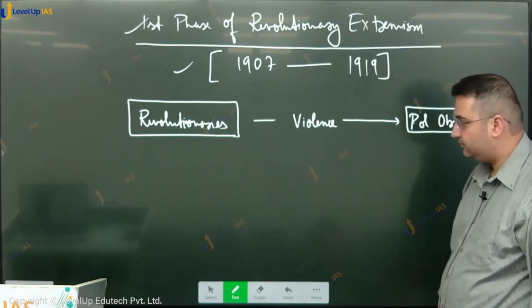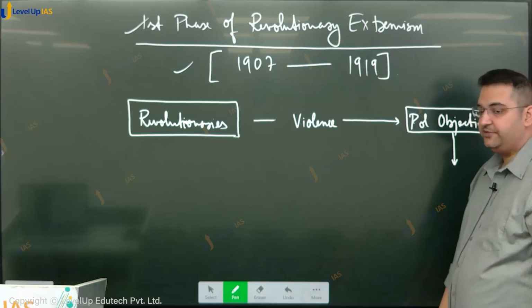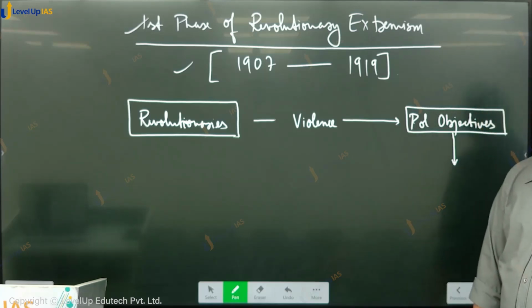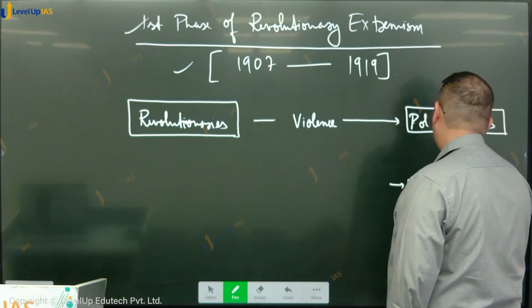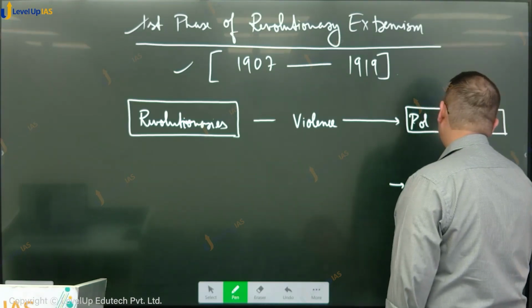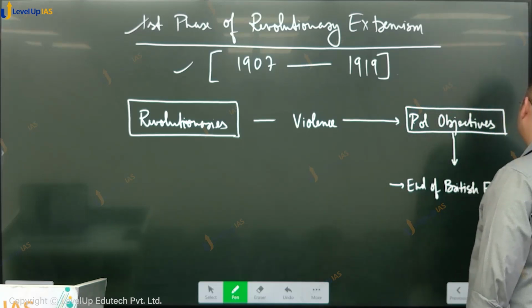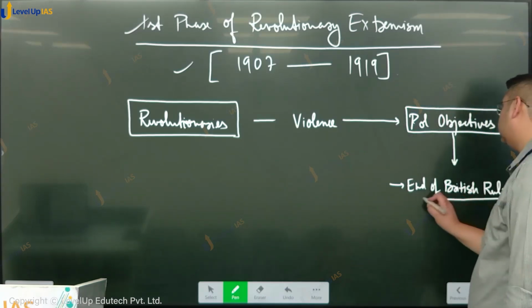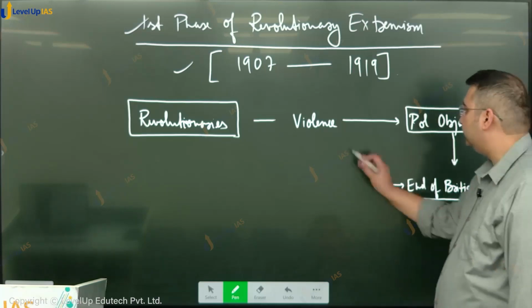ठीक है? Now, political objectives Indian nationalists के क्या थे, especially revolutionaries के? The end of British rule. And the independence of India. And what was the method that they chose to achieve this objective? Violence.